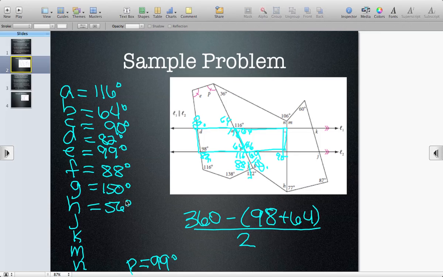All right, so now moving on to angle J. Well, if this angle right here is 90 degrees, that means this angle is 90 degrees. And look, I have another quadrilateral. So out of the 3 angles, we have 90, 77, and 87. Subtract from 360 degrees, and angle J is equal to 106 degrees.